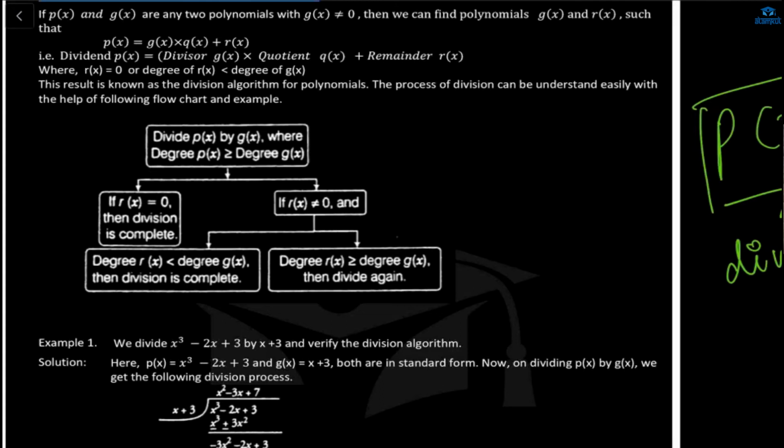But there are some cases where the remainder is not equal to 0. What will happen there? If the remainder is not equal to 0, then two conditions are there. You need to check the degree of the remainder. If the degree of the remainder becomes less than the degree of g(x), the divisor, then the division is complete. If the degree of the remainder is still greater than the degree of g(x), that is the divisor, then further division is required.